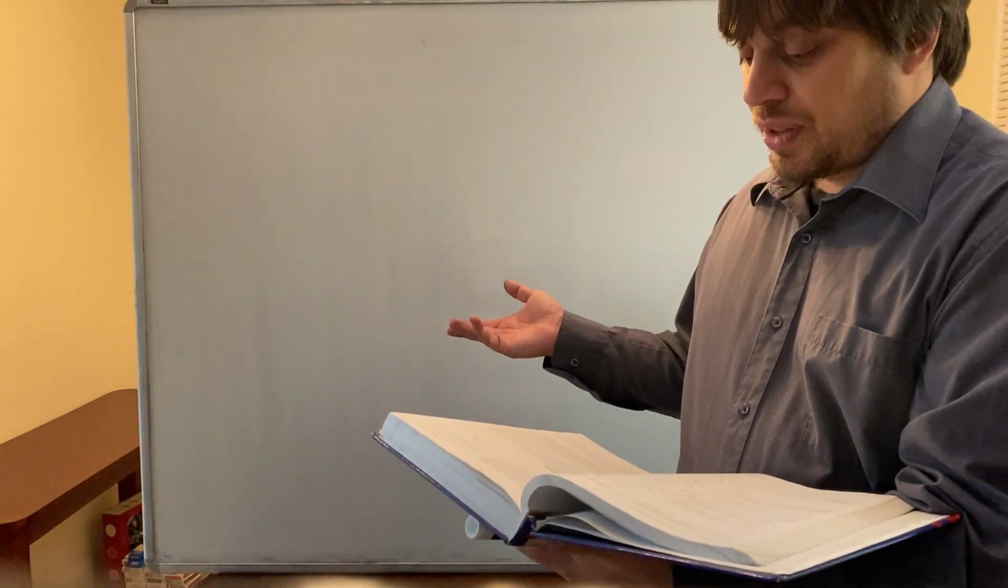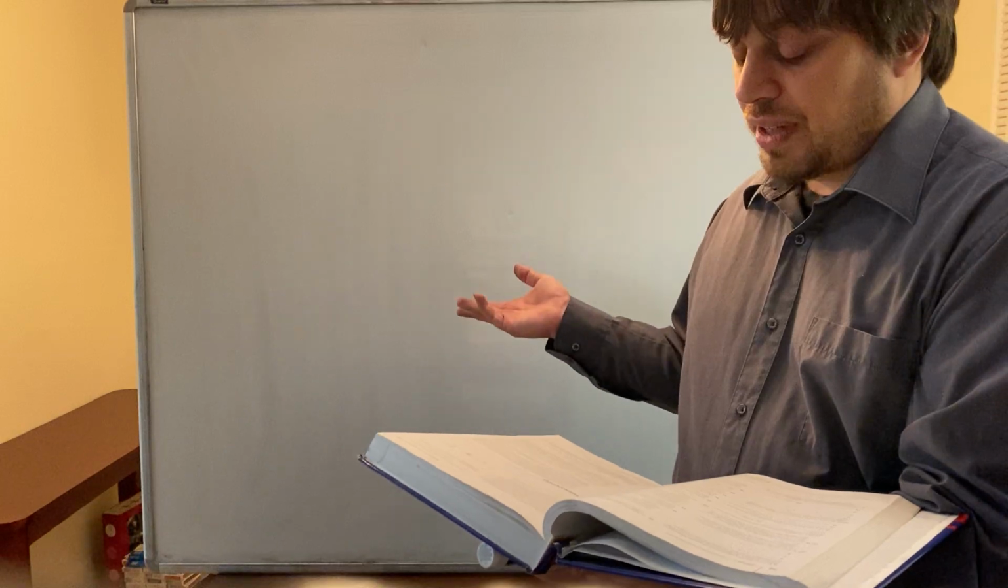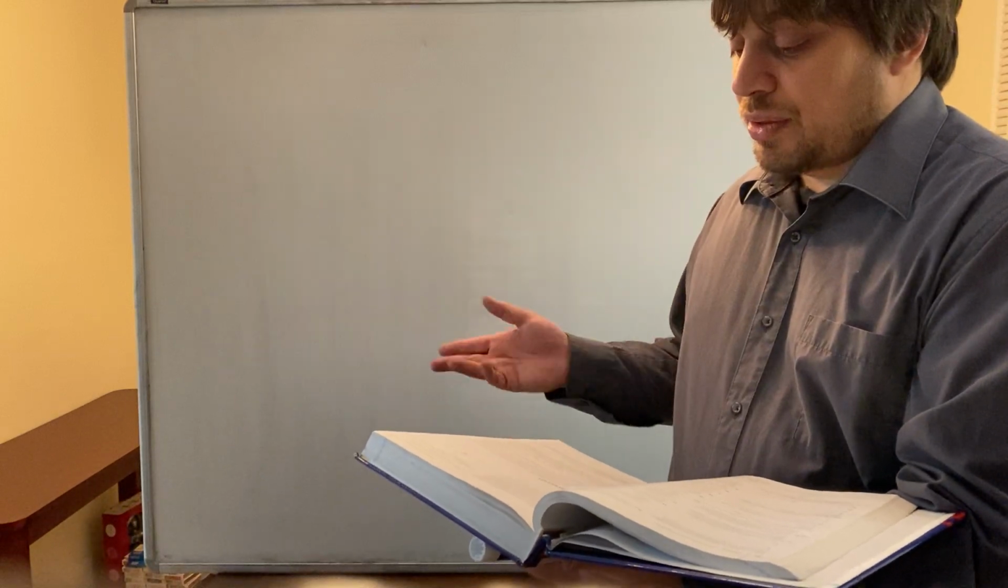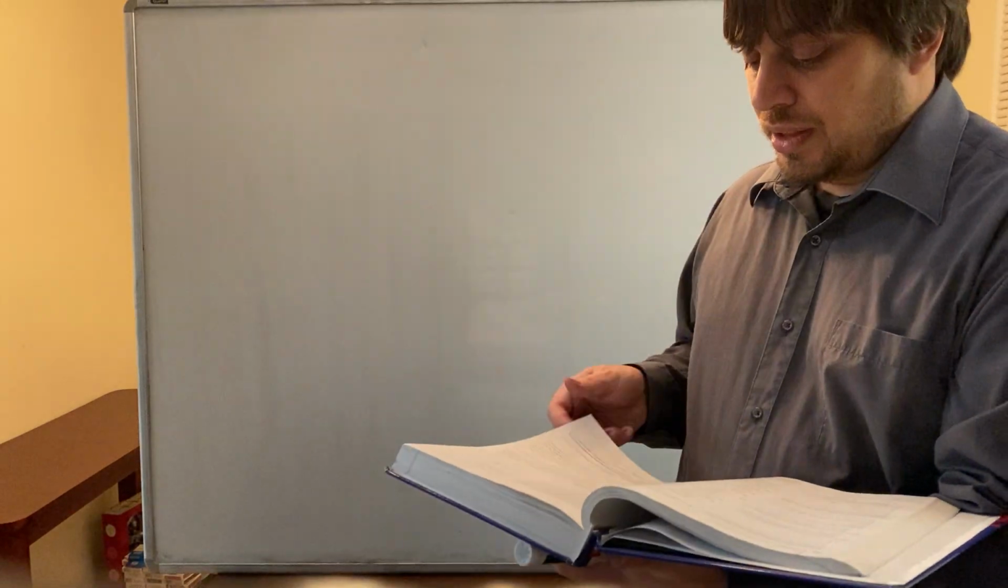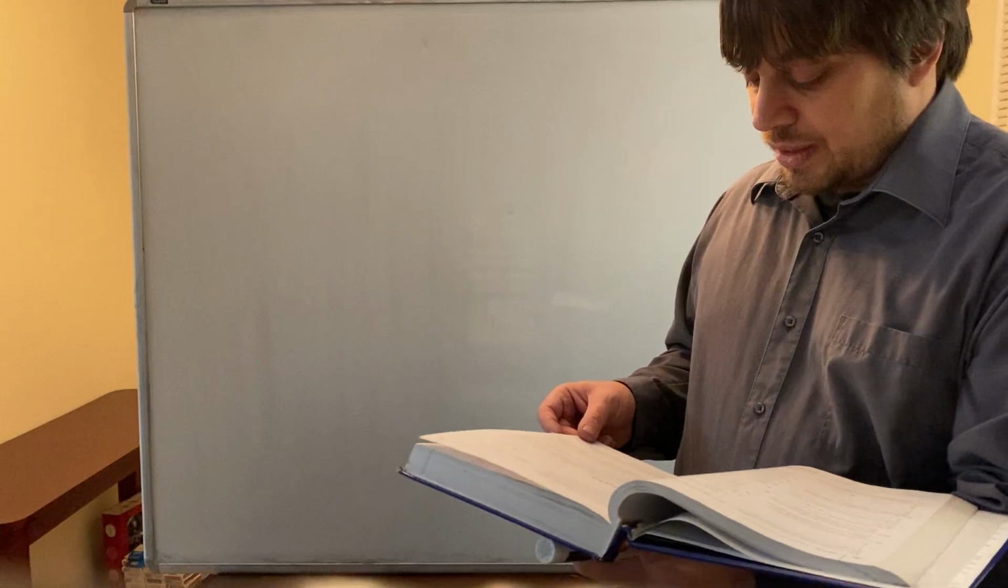A function capital F is called an antiderivative of f on interval I if capital F prime of x equals little f of x for all x in I. So you need to know what an antiderivative is, right?